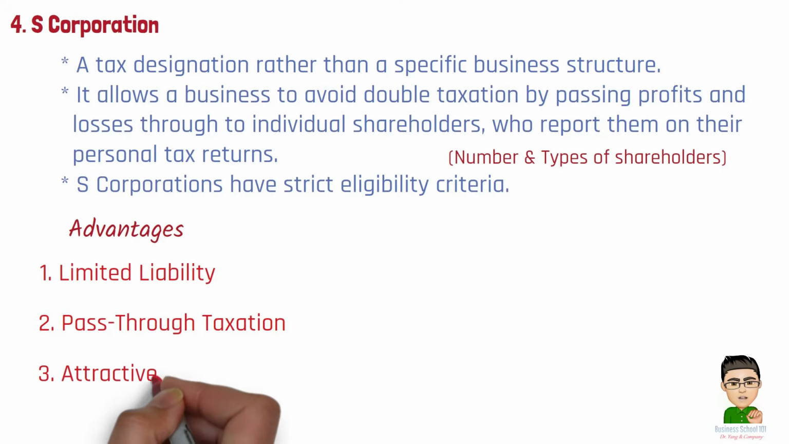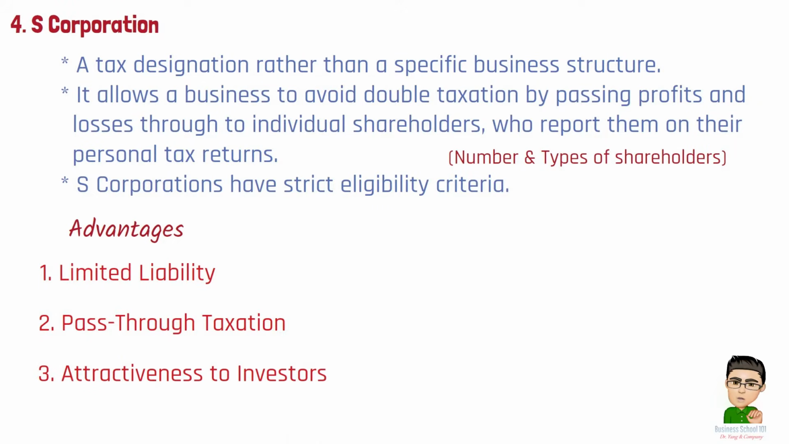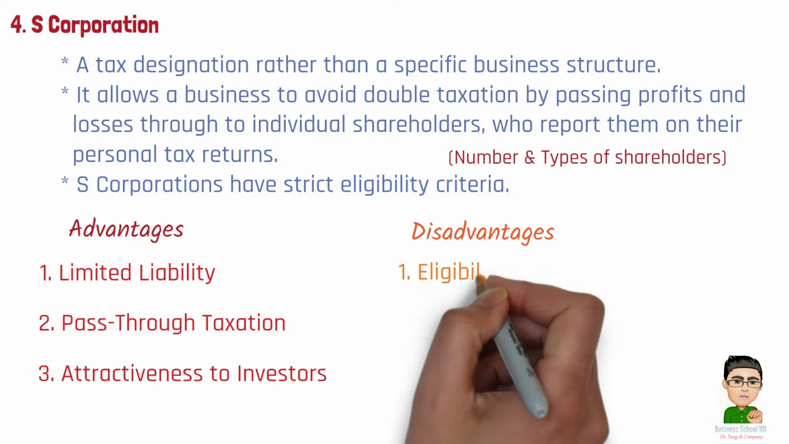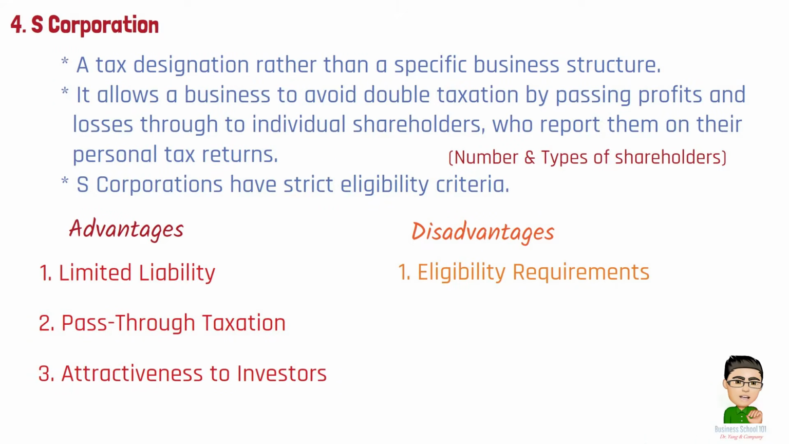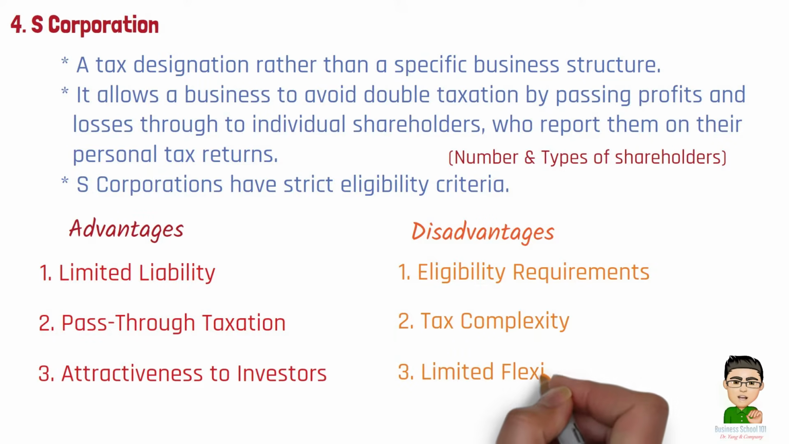Number 3. Attractiveness to investors. Easier to attract investors compared to a sole proprietorship or general partnership. However, its disadvantages include: Number 1. Eligibility requirements. Strict eligibility criteria, including a limit on the number and types of shareholders. Number 2. Tax complexity. Requires adherence to specific tax regulations and reporting. Number 3. Limited flexibility. Restrictions on the number and types of shareholders can limit growth.